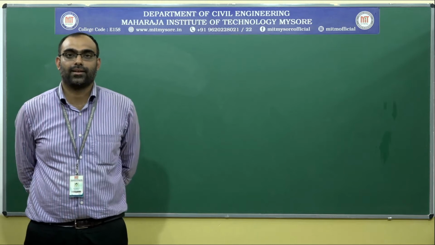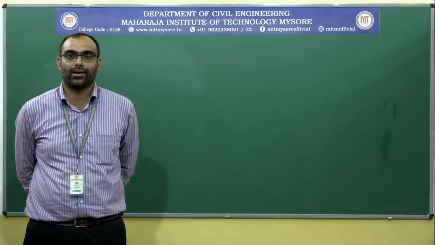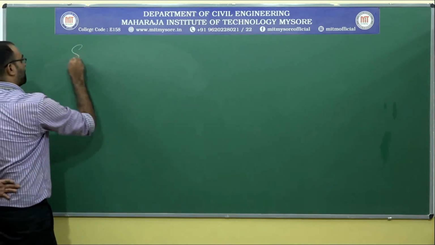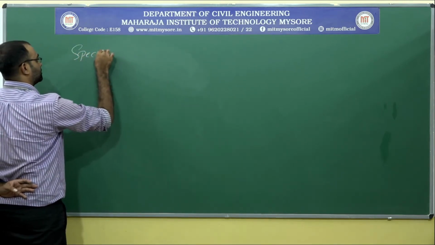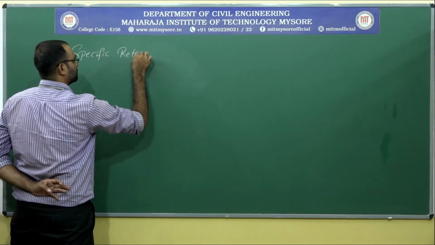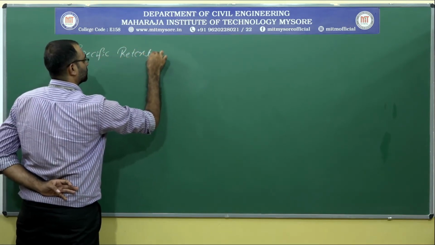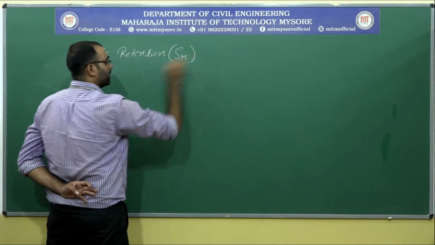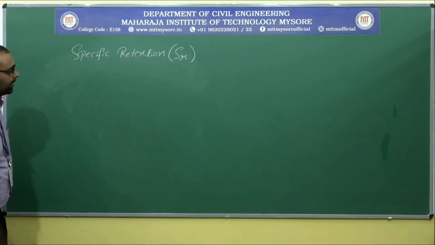Hello everyone. The next measurable property of an aquifer is specific retention, and it is indicated by the symbol SR. Look here.